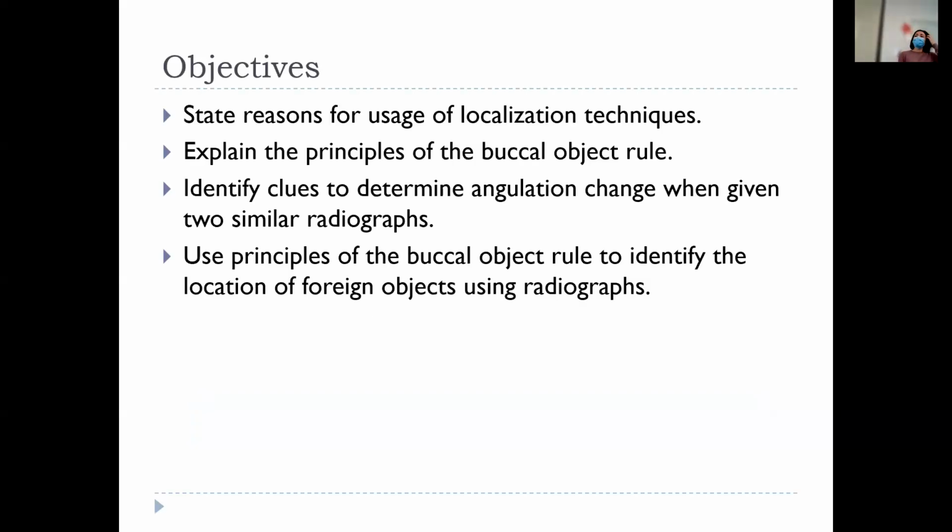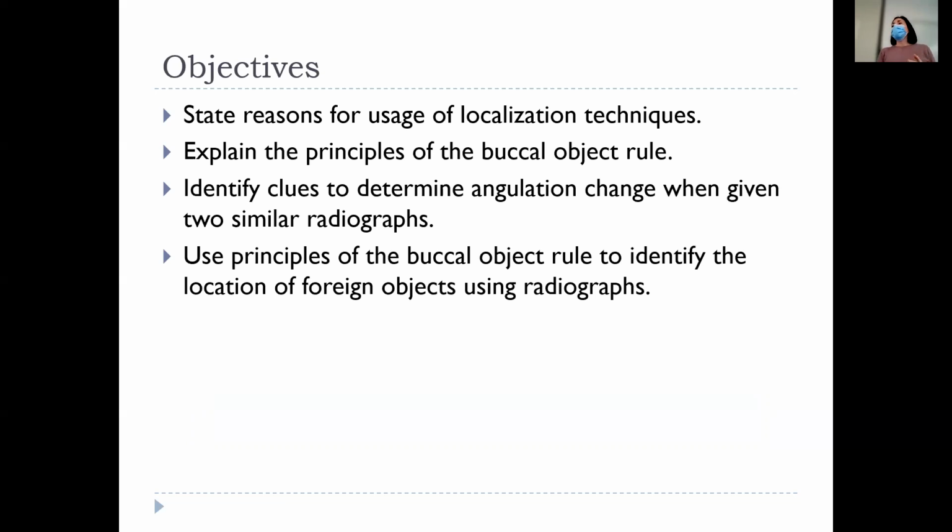So the objectives for this are to state reasons for using this thing called localization technique. So why do we even need to use it? We'll talk about that for a minute. Then explain the principles of the buccal object rule. You eventually have to be able to explain what the buccal object rule is and how it works.